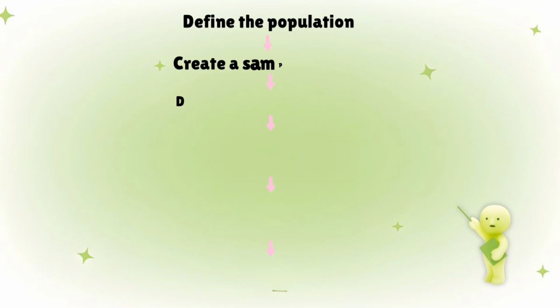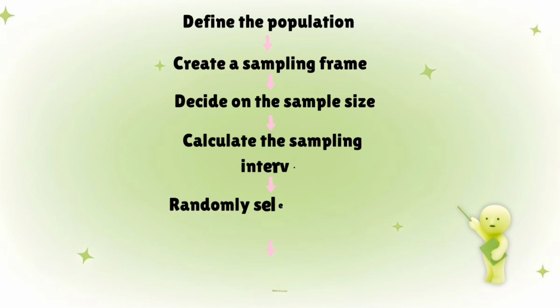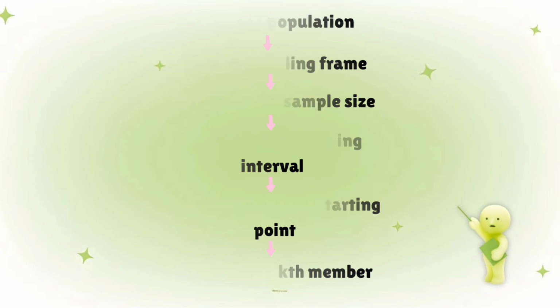Next are the steps of systematic sampling. Systematic sampling consists of 6 steps. First is define the population, create a sampling frame, decide on the sample size, calculate the sampling interval, randomly select a starting point, and the last one, select every kth member.